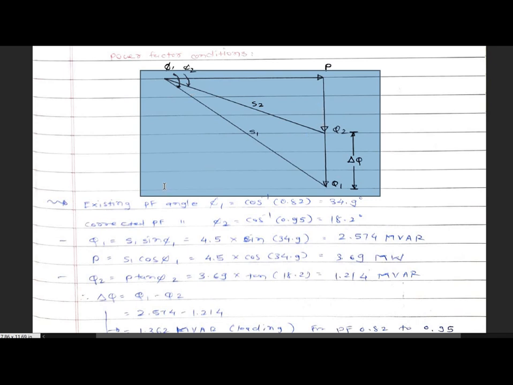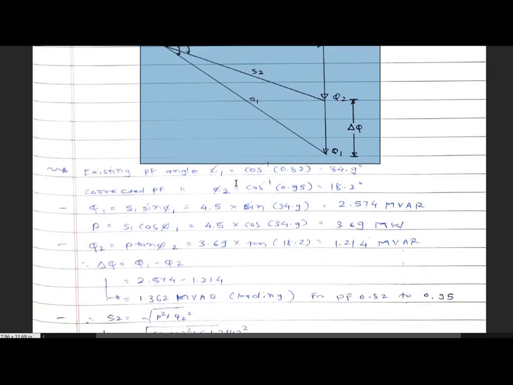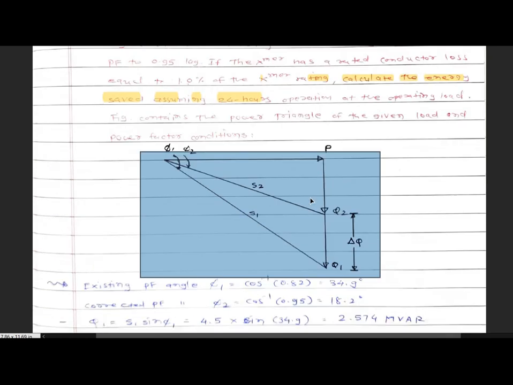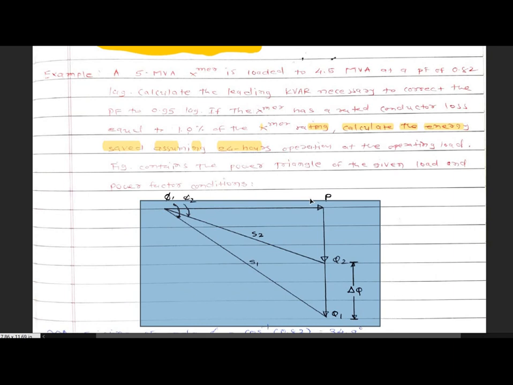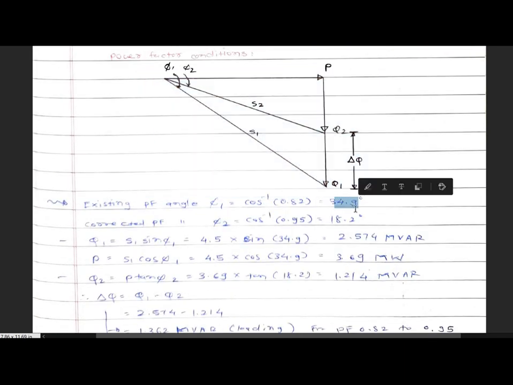This is phi 2, the power factor angle for this Q2. So now existing power factor angle phi 1 is given by cos inverse 0.82, which is 34.9 degree. Now corresponding power factor angle phi 2 is given by cos inverse 0.95, so 18.2 degree.